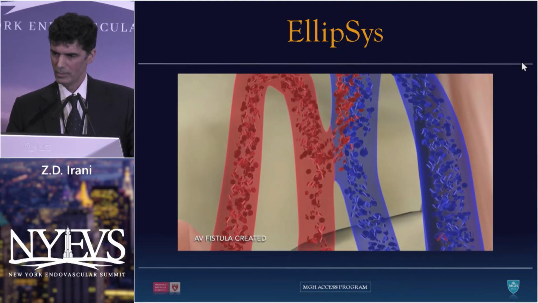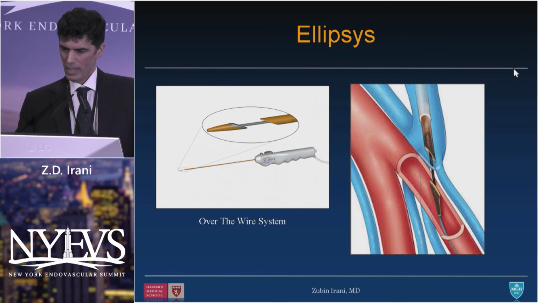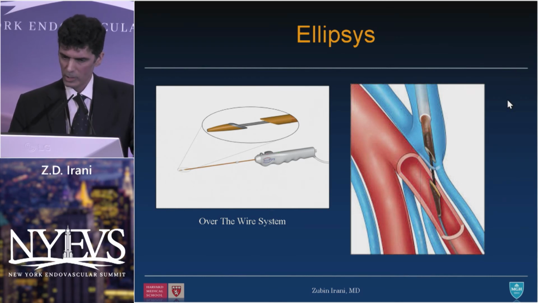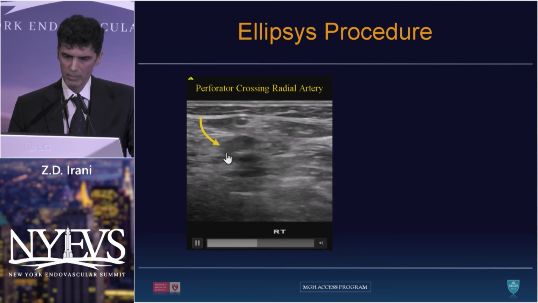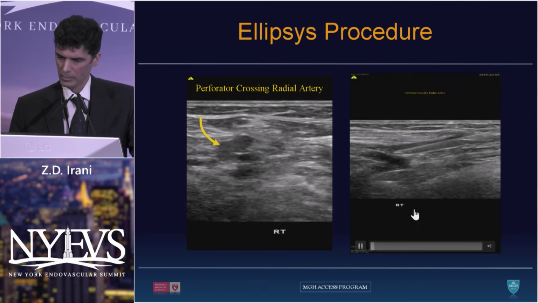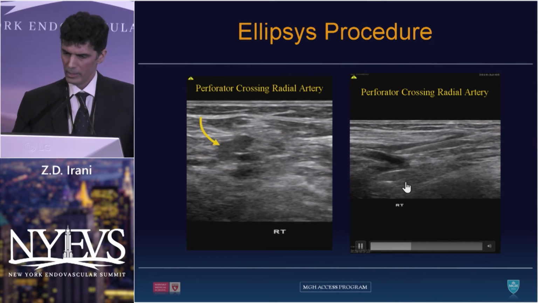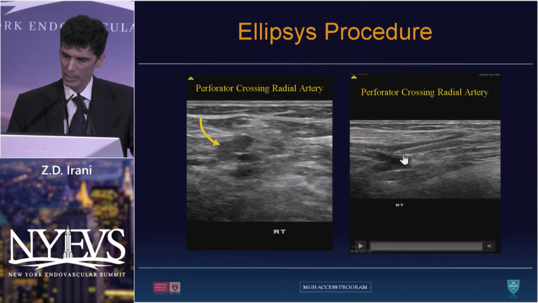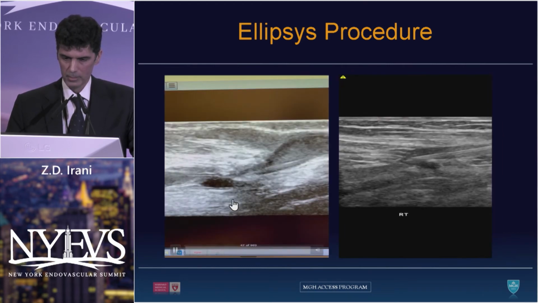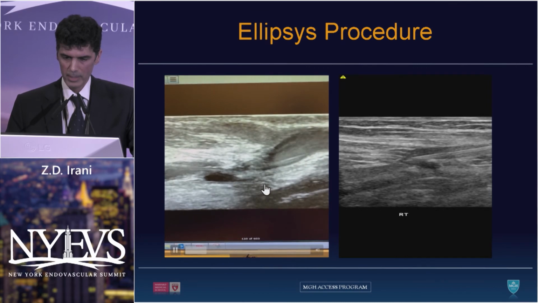And here it is. So we saw what that looks like. Here's another drawing of it, and it's an over-the-wire system, just to make that point. And here's some ultrasound of a real case. This is the perforator vein wrapping around the radial artery. And then in long axis view, line up the perforator vein, and the needle comes in right over the radial artery. And here's the puncture.